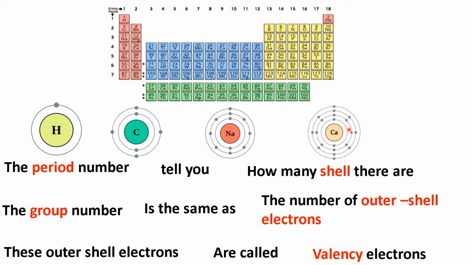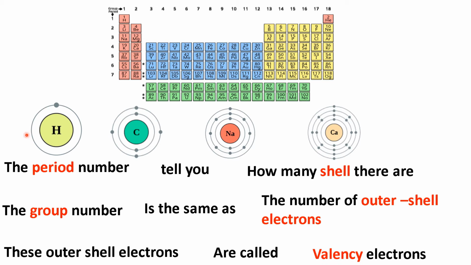Calcium atom. We find calcium atom in period number 4. Here 1, 2, 3, 4. Calcium is in period number 4, because calcium atom has 4 shells. 1, 2, 3, 4 shells. The period number tells you how many shells there are.